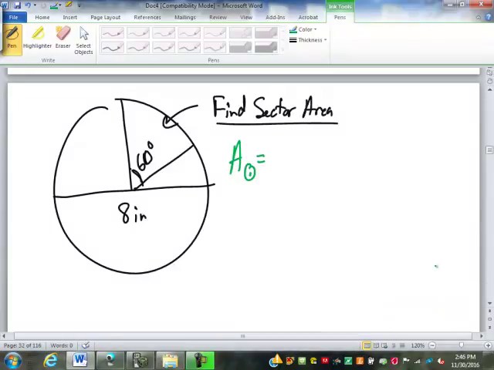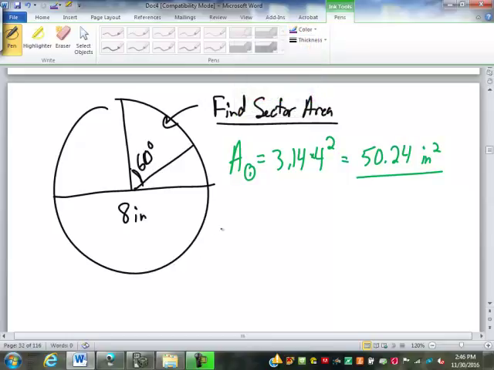Okay, so we're going to start out with the area of the whole circle again. 3.14 pi times 4 squared. We got to cut the 8 in half because the 8's the diameter, which is going to give us 50.24 inches squared. Area of the whole circle.